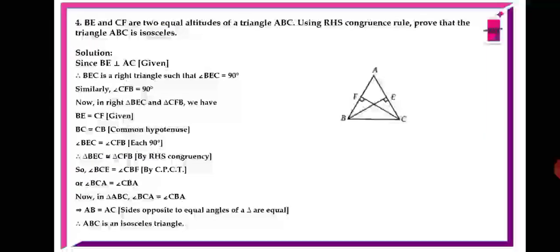Question number 4. BE and CF are two equal altitudes of a triangle ABC. Using RHS congruency rule, prove that the triangle ABC is isosceles.